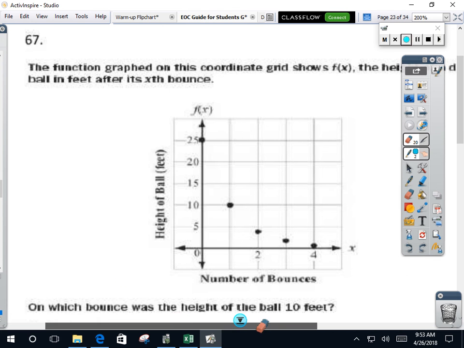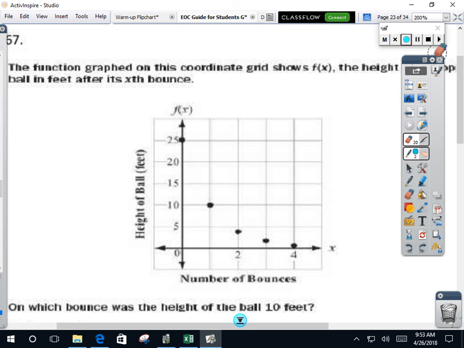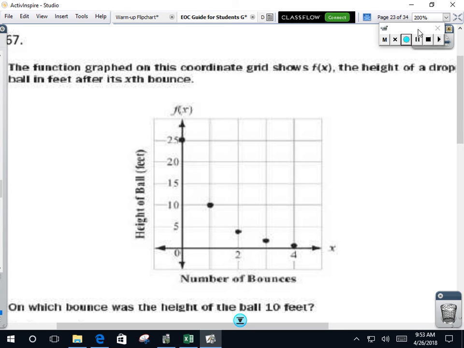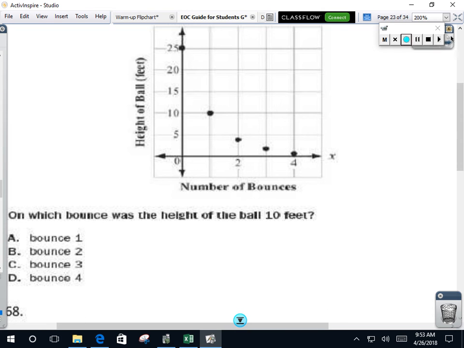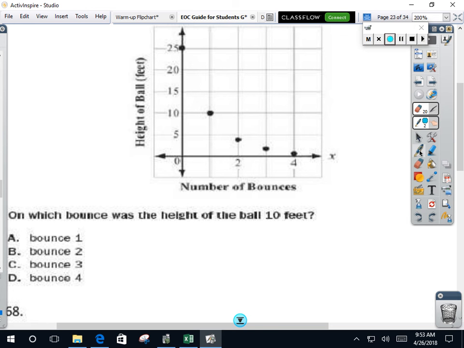All right, page 23, number 67. Okay, the function graphed on this coordinate grid shows f of x, which is the height of a dropped ball in feet after its x bounce. On which bounce was the height of the ball at 10 feet? Right. Here's 10 feet, and then isn't that bounce 1? So A.